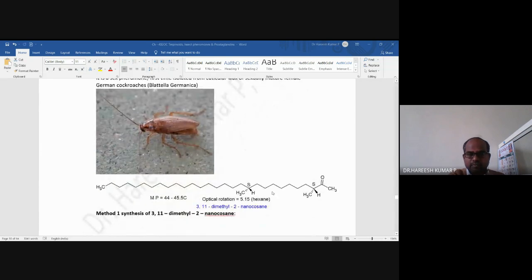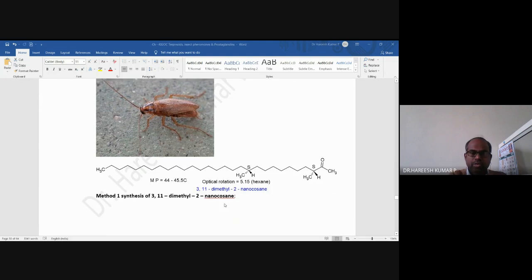This is the structure of nanocosane, and it is more particularly the SS configuration. So this is called the 19th carbon, and this one is called the 27th carbon. Both the carbons are optically active, and they have S configuration, SS configuration. The total number of carbon atoms present in this is 29, and this will be the melting point. So that means this is a low melting compound.